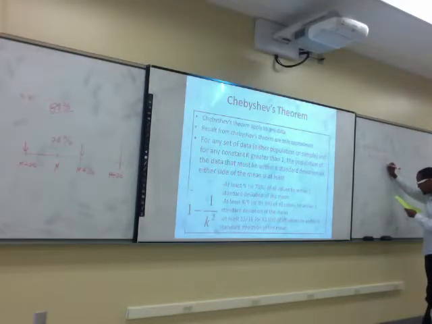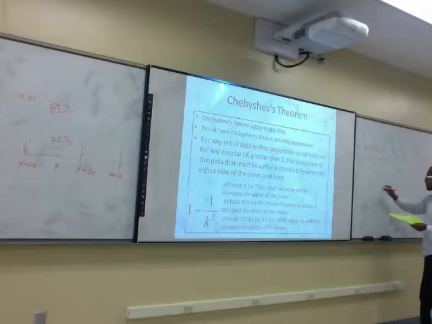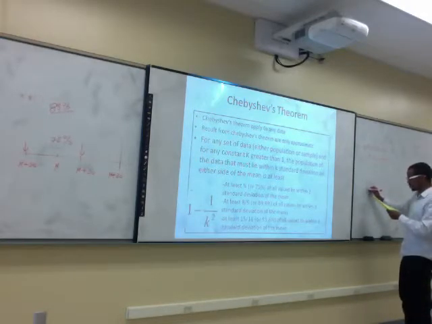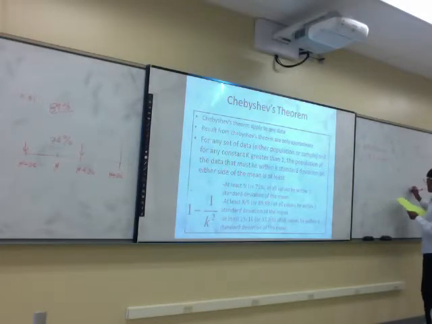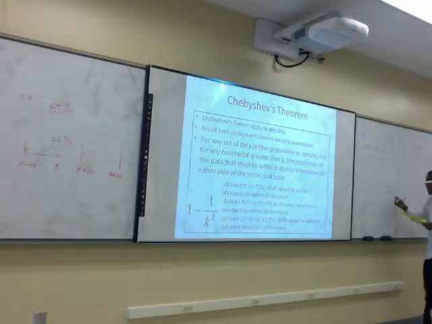Using Chebyshev's theorem, find the minimum percentage of the data values that will fall between 20 cents and 30 cents. So the question says, what will be within the minimum of 0.20 or 20 cents and 30 cents, with the mean equal to 0.25. Okay, so 0.25 is your average. That's the average.